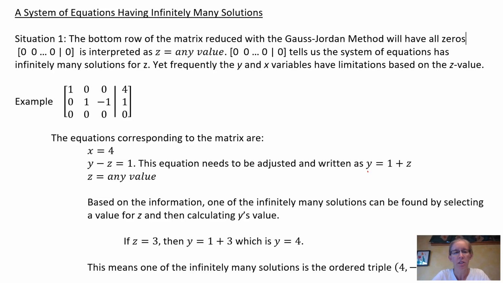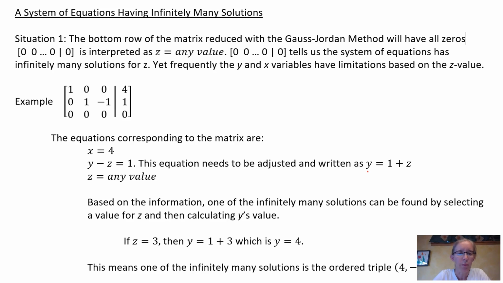In all of these situations, we are assuming that a system of equations was provided or created. Then that system of equations was placed into a matrix. And lastly, the matrix was reduced by hand or with technology with the Gauss-Jordan method or row-reduced echelon method. So in all of these examples, we're making that assumption. Let's start with situation 1.